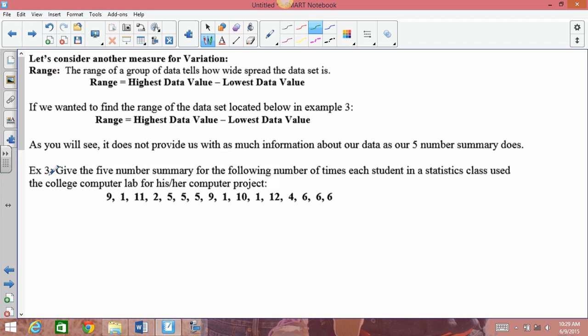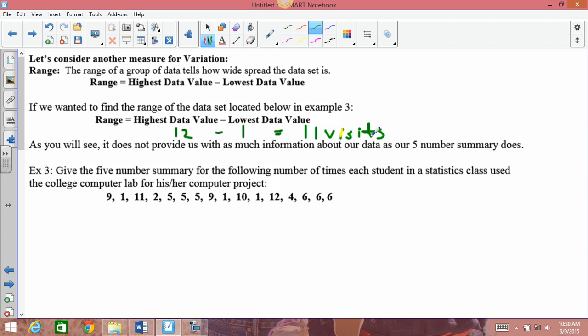For example, if I look down here at example 3 and I wanted to find the range, in example 3, this is the number of times that a student in a stat class used the computer lab. So I'm saying one student used it 9 times, another student used it once, another 11 times, and so on. So if I wanted to find the range of this data, then that would be the highest data value, which would be 12 times to the computer lab, minus the lowest data value, which would be 1 visit to the computer lab. 11 then would be 11 visits, my range for this data point. Just basically saying that there's a spread there.